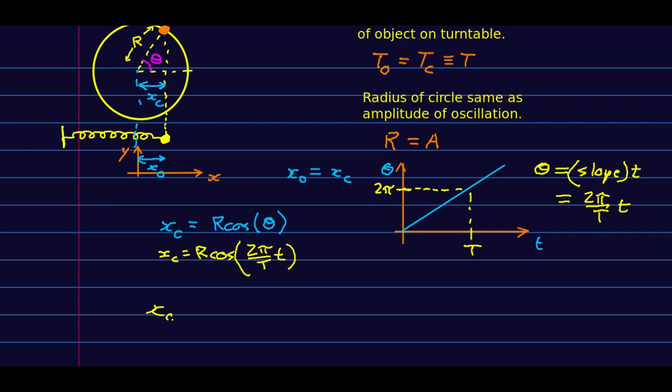But for XO, we don't want to write R. We want to write this all in terms of properties of that motion. But we know that the radius is the same as the amplitude. And so there is our final relationship, and we'll use this over and over again. This gives us, at any time now, we can say what the position is of the oscillator.